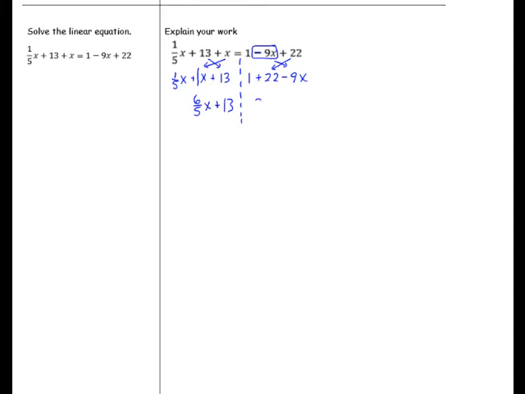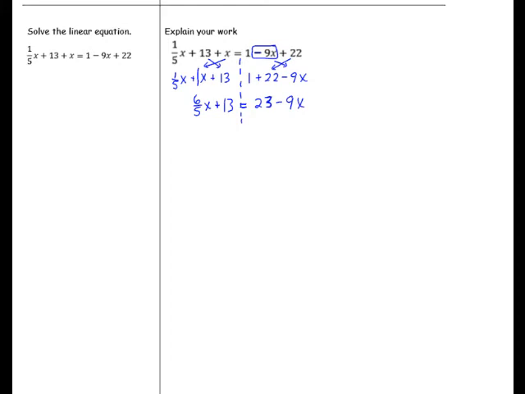And 1 plus 22 is 23. 23 minus 9x. Now these terms cannot be combined because they are unlike terms. We still know that these expressions are equal to each other. Each side of the equation is in simplest form. So now we are ready to solve our equation.